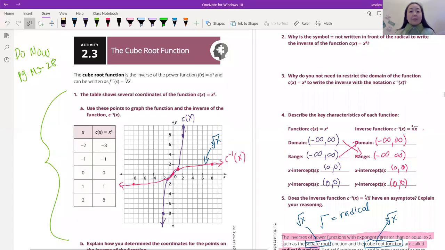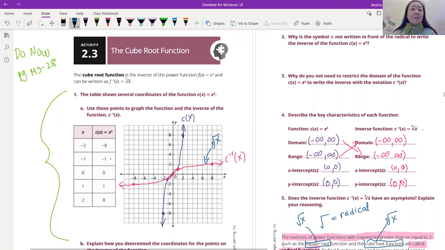Hi, everyone. We are continuing day 3 of the second lesson, lesson 2, such a rad lesson. And we're on page 28. Let's see here, 2.3, the cube root function. So this is what we were supposed to do yesterday, but we didn't get to it. That's okay. We got to it today.